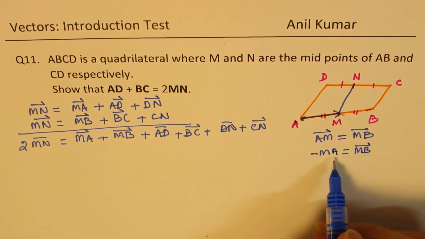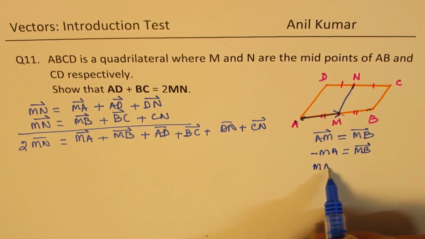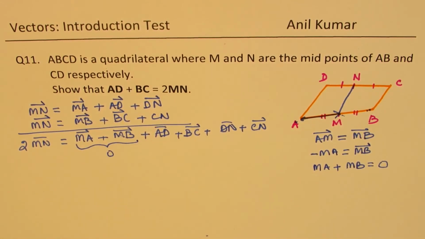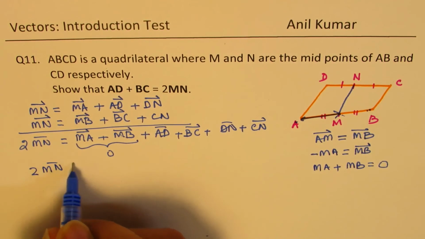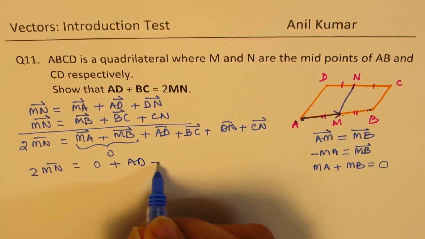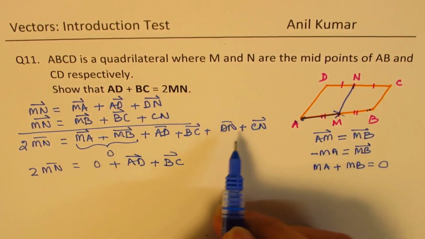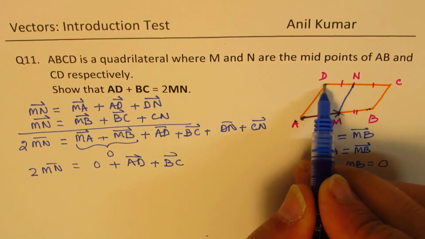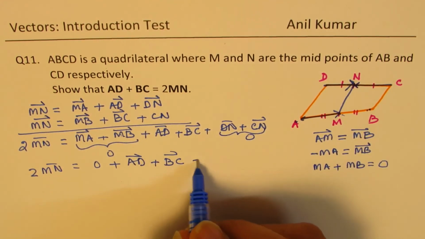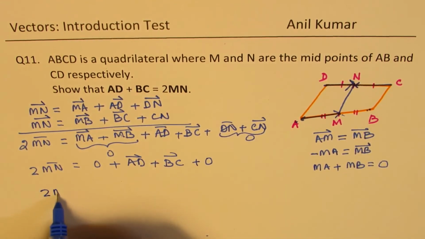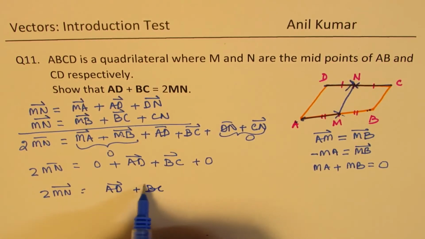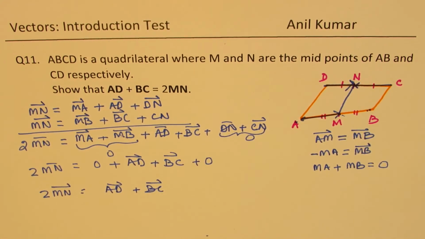Correct? So from here it is clear that MA plus MB is equal to 0. So this part is 0, right? So we have 2MN equals 0 plus AD plus BC, right? Now as far as DN and CN are concerned, they also add to 0, right? So that is also 0. So we have shown that 2MN is equal to AD plus BC. Clear? So that is how we are going to prove it.